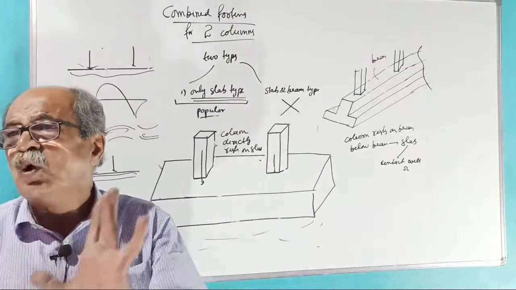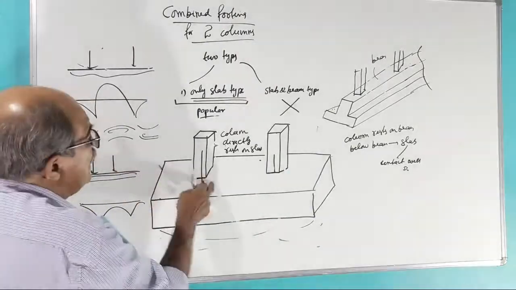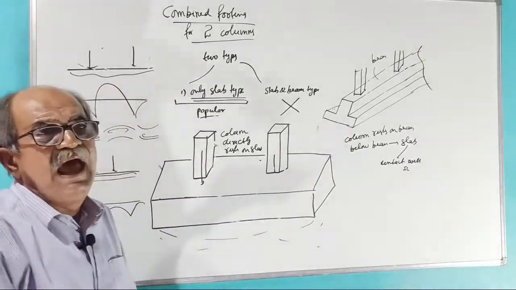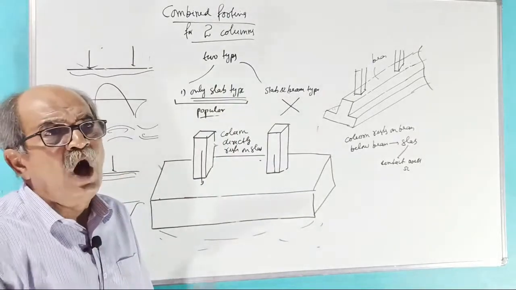ETABS people, you should go through it. Now, this is bending. This is beam and slab type. This is lengthwise bending. Also, there will be widthwise bending. Widthwise bending will not come everywhere.